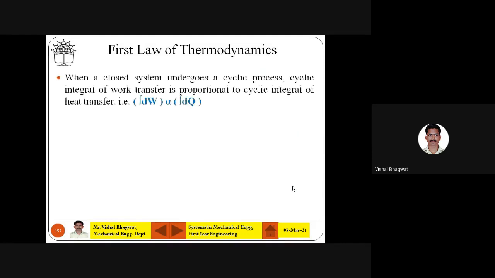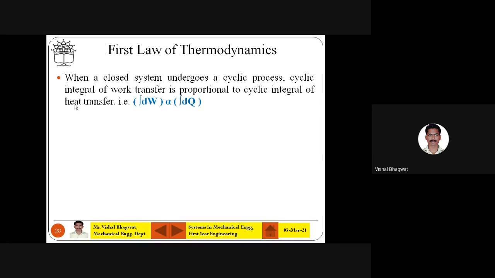Okay, so the first law. I hope you have pen and paper, or you understand well. This is a very important unit in the lecture. The first law of thermodynamics: when a closed system undergoes a cyclic process, the cyclic integral of work transfer is proportional to the cyclic integral of heat transfer. In the earlier figure you have seen W coming in and Q going out. That means we are keeping it as a reversible process, so dW is equal to dQ.